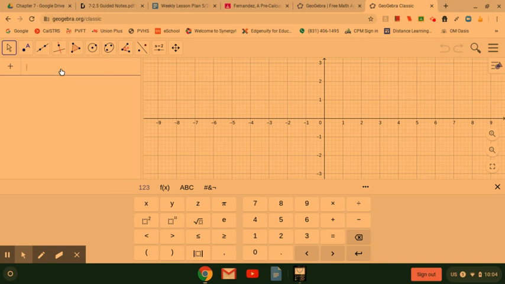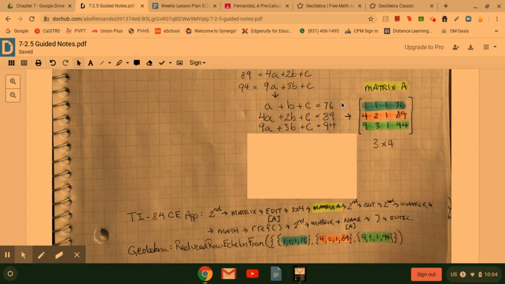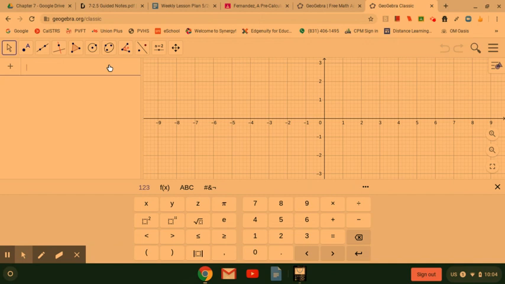Okay, so here what we're going to do first is, now GeoGebra doesn't understand A, B, and C. All it understands is X, Y, and Z. So we're going to replace A with X, B with Y, and C with Z. Okay, so here we go. So the first one is X plus Y plus Z equals 76.